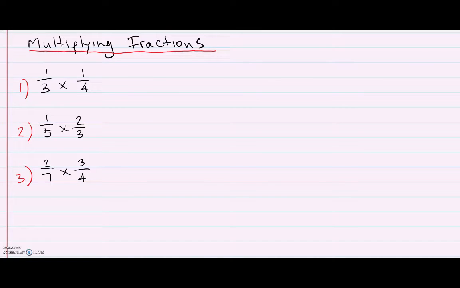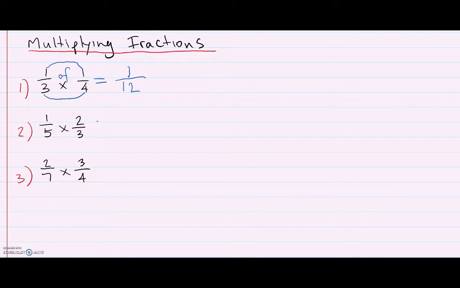Okay, so here are 3 examples of multiplying fractions. Remember, we want to multiply the numerators and then we want to multiply the denominators. Pretty straightforward. So for example number 1, we want to find 1/3 of 1/4. So 1 times 1 gives me 1, and then 3 times 4 gives me 12. So 1/3 of 1/4 is 1/12.